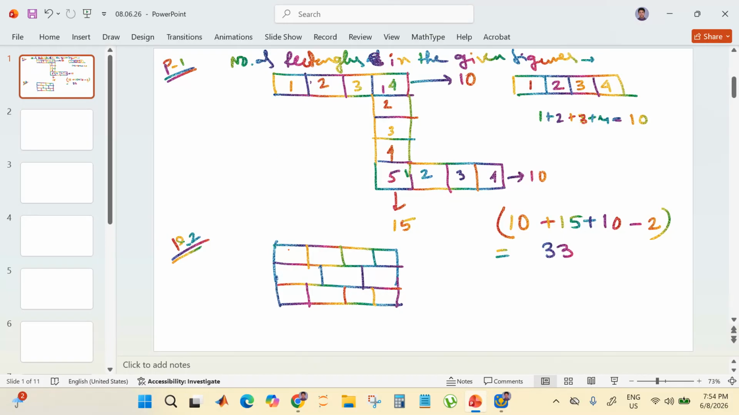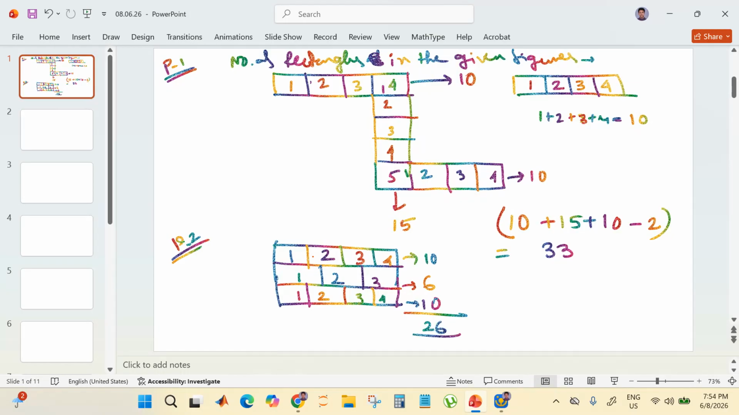If I consider 1, 2, 3, 4, then it will be 10. If I consider 1, 2, 3, then it will be 6. If I consider 1, 2, 3, 4, then it is also 10. So if I add, it is 26.